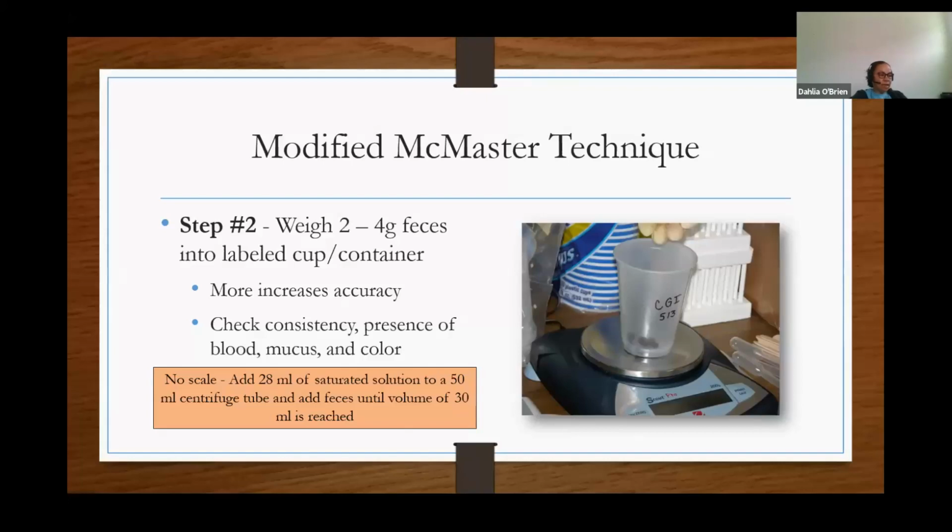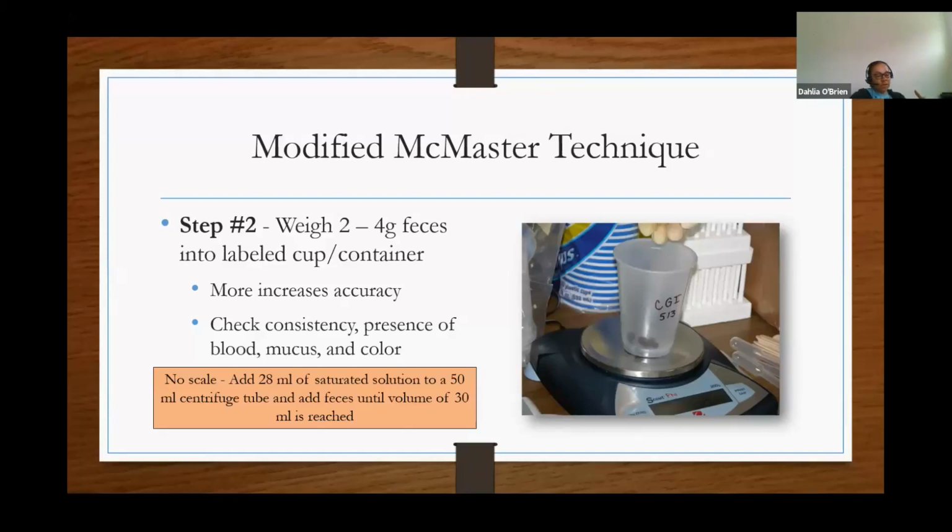You also want to make note of the consistency, presence of blood, mucus, color, maybe if you see any tapeworm segments in that sample. If you do not have a scale, an easy way to estimate the weight of the fecal matter is to add 28 mils of saturated solution to a 50 ml centrifuge tube, and then add feces until a volume of 30 milliliters is reached.